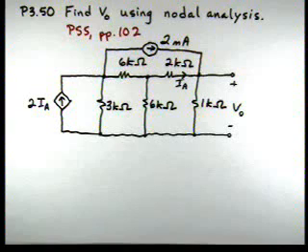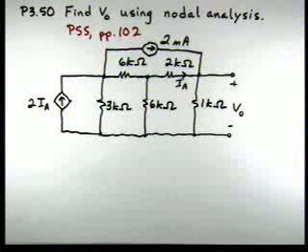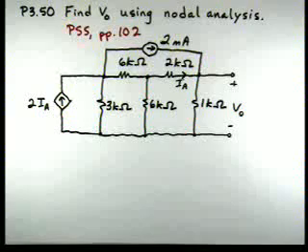Okay, here's problem 350 in the problem solving videos, and it says find V0 using nodal analysis. And we're going to rely on the problem solving strategy on page 102 on nodal analysis. You'll note here that we only have current sources, no voltage sources, and we have a dependent current source in this problem.